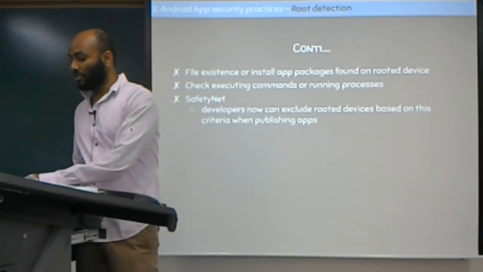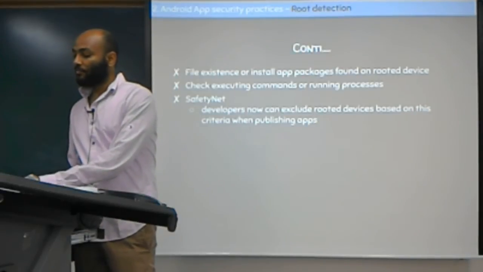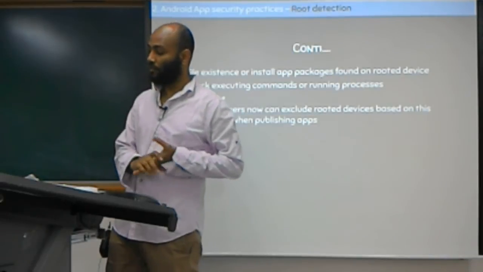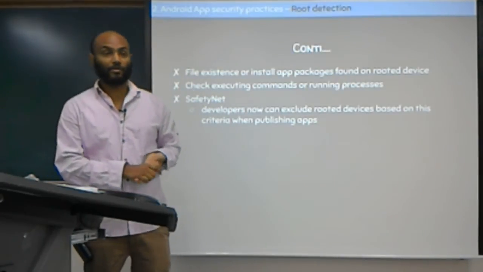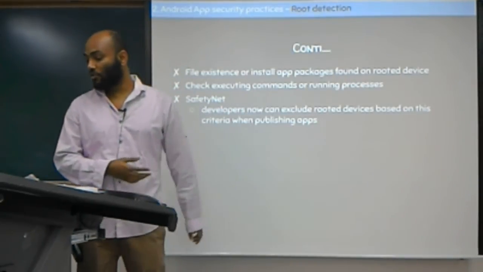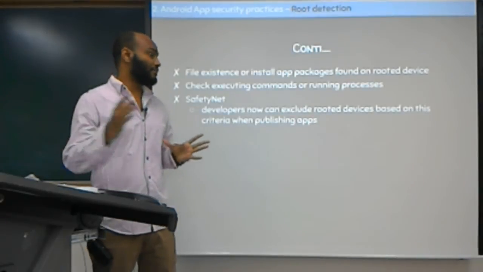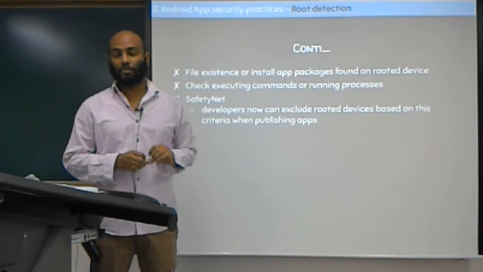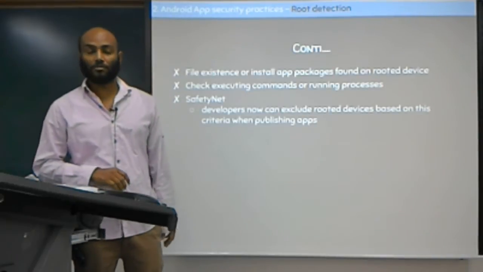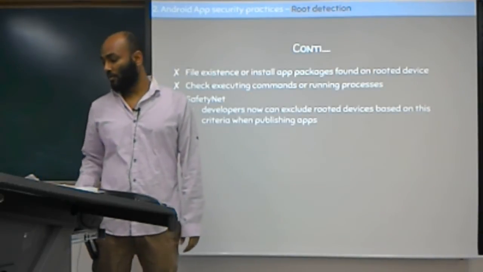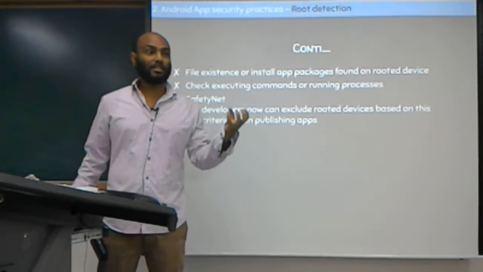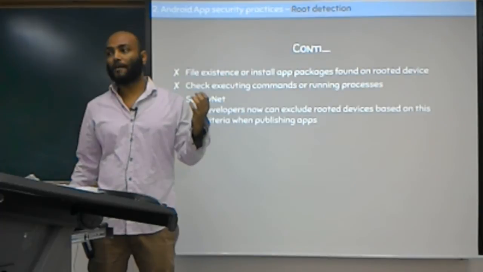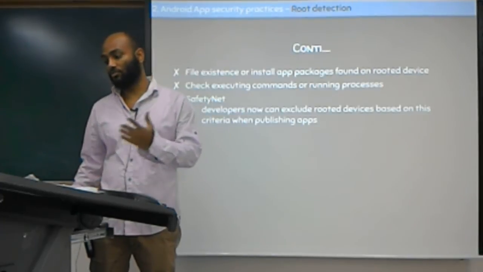And the third is SafetyNet. This is an Android API that creates a profile of the device using software and hardware information. It then compares it against a whitelist of device models that passed the Android compatibility test. So we can check the SafetyNet result of the device, and after that we can say whether this device is rooted or not.